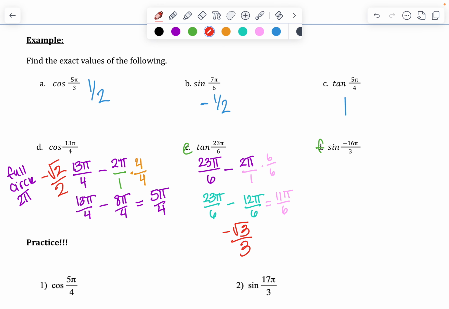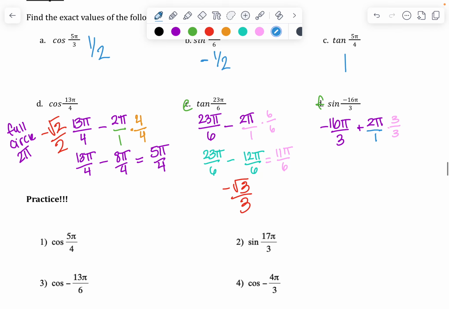Okay, same idea on letter F, right? This is actually going to be too small. Notice how it's negative. We don't have any negative angles on our unit circle. So instead of subtracting 2 pi, we would want to add 2 pi. So again, find a common denominator, right? Multiply top and bottom by 3. So we end up with negative 16 pi over 3 plus 6 pi over 3.